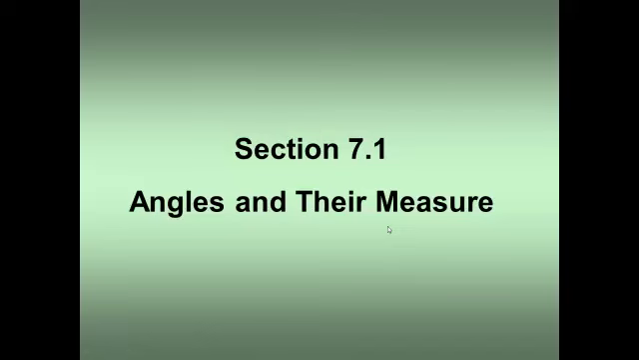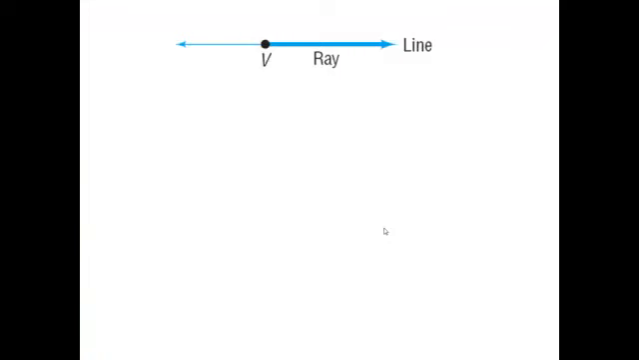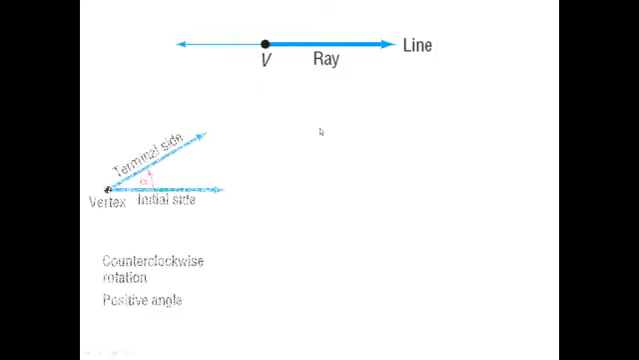Section 7.1, angles and their measure. The first thing that we're going to see here is how to define a ray. A ray is a portion of a line that has a beginning and doesn't have an end. That's what we call a ray.